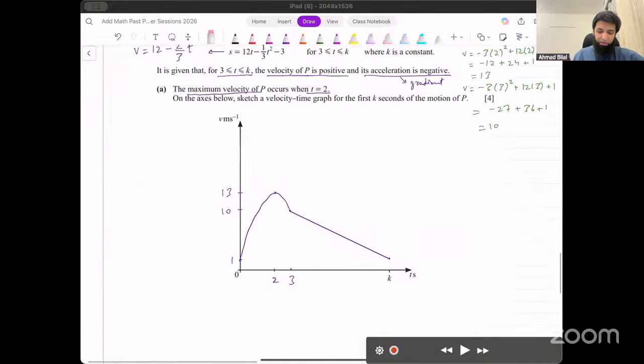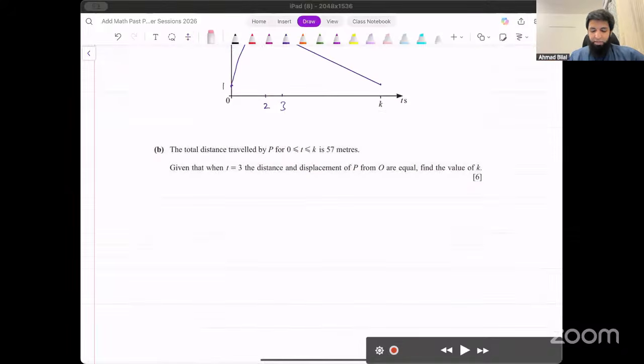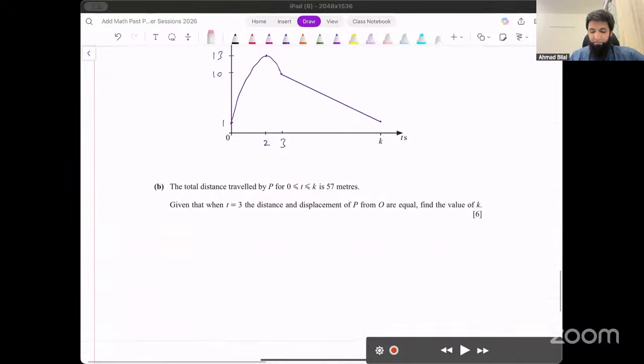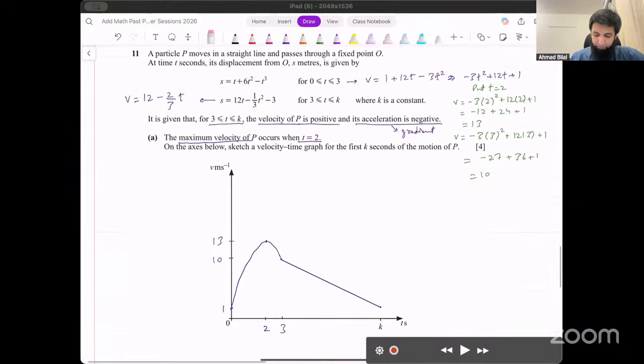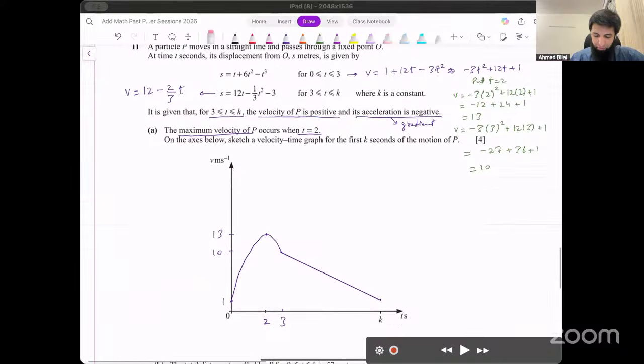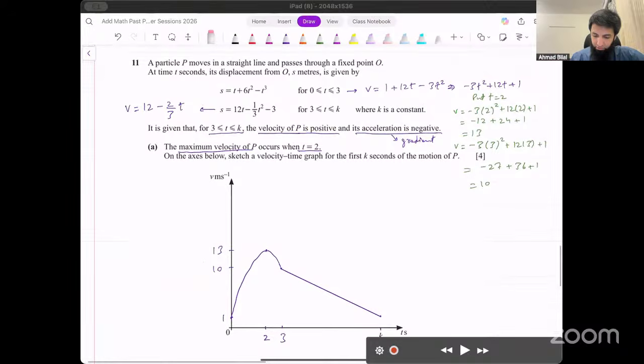Okay, let's look at the next part now, part B. Now they're saying the total distance traveled by P for time between 0 and K is 57 meters. Given that when T is equal to 3, the distance and displacement of P from O are equal. Find the value of K. Okay. It passes through a fixed point. At T seconds, its displacement from O is given by this function.